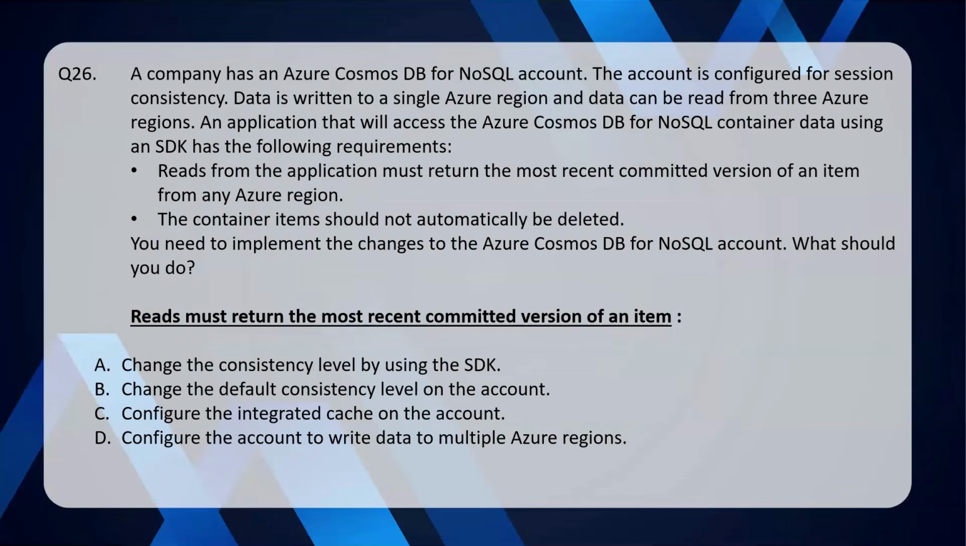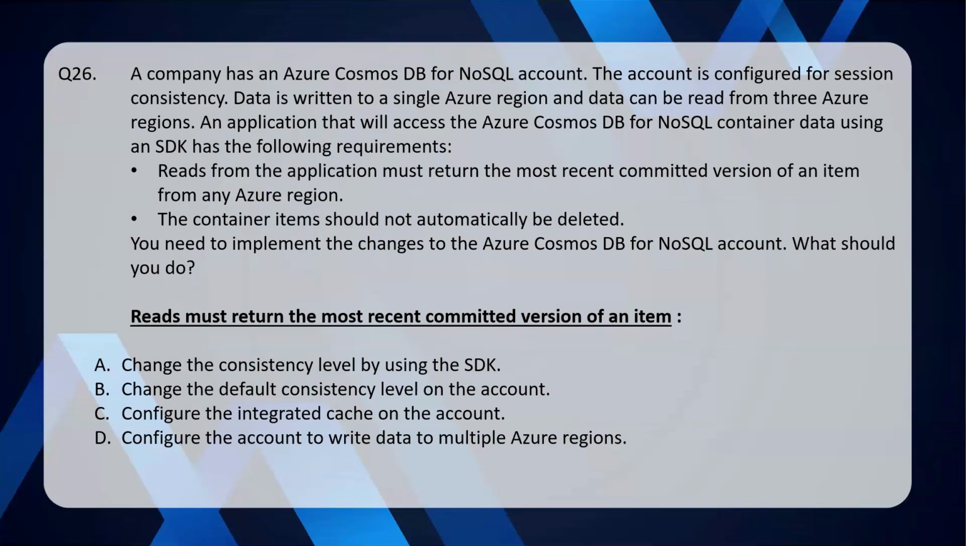The account is configured for session consistency. Data is written to a single Azure region and data can be read from 3 Azure regions. An application that will access the Azure Cosmos DB for NoSQL container data using an SDK has the following requirements. Reads from the application must return the most recent committed version of an item from any Azure region.